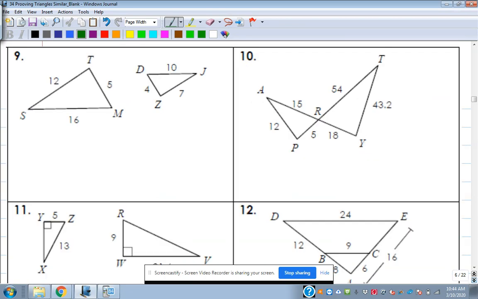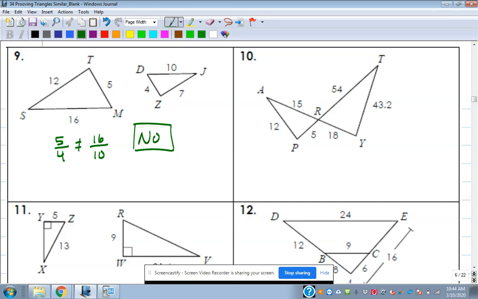Hit up number 9 there. Check your ratios, 5 and 4, and then 16 and 10. Are they the same? No. 5 over 4 does not equal 16 over 10. Not similar. All right, and then number 10, try that one.